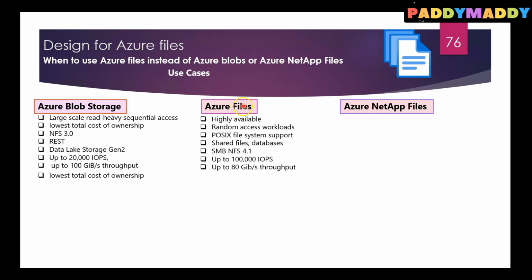Whereas on the other hand, Azure Files is going to support SMB and also NFS 4.1, which is currently in preview, but yes, it's supported. Those are the two protocols it supports. Performance per volume goes up to 100,000 IOPS and up to 80 gigabytes of throughput, whereas here you're going to get 100 gigabytes.